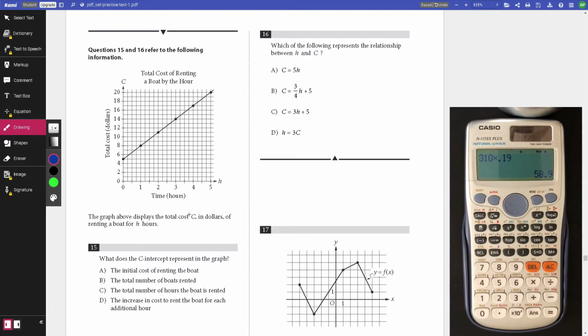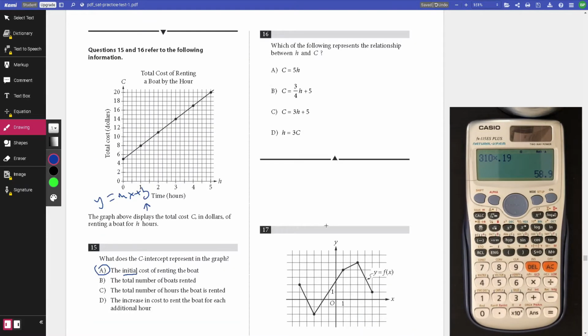The graph shows the total cost C in dollars for renting a boat for H hours. So what does C mean? Remember, this is in y equals mx plus b, and b is like the starting point in a real life situation, and it's also when it's equal to 0 hours. So it's, and a synonym for start is initial. The answer is A.